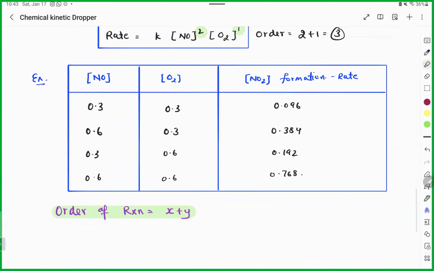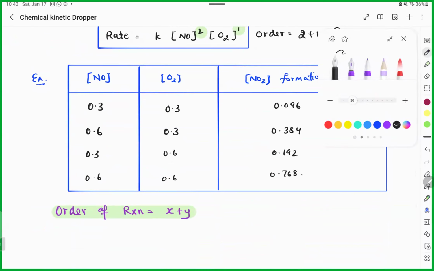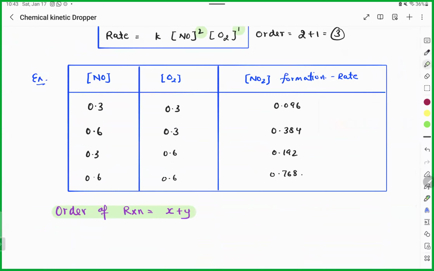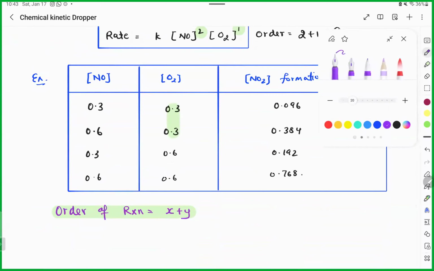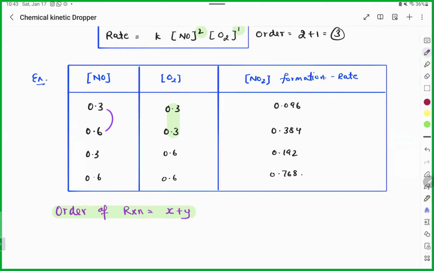How? If you look at this equation, you have to compare. First step, you have to compare two vertical values. Second step, keep one value constant and see what is the impact of the change in the other value. Example, if this is doubled, what is the impact on this? Because oxygen is same. If you increase NO concentration by double from 0.3 to 0.6, what is the impact of this? It increased 4 times.